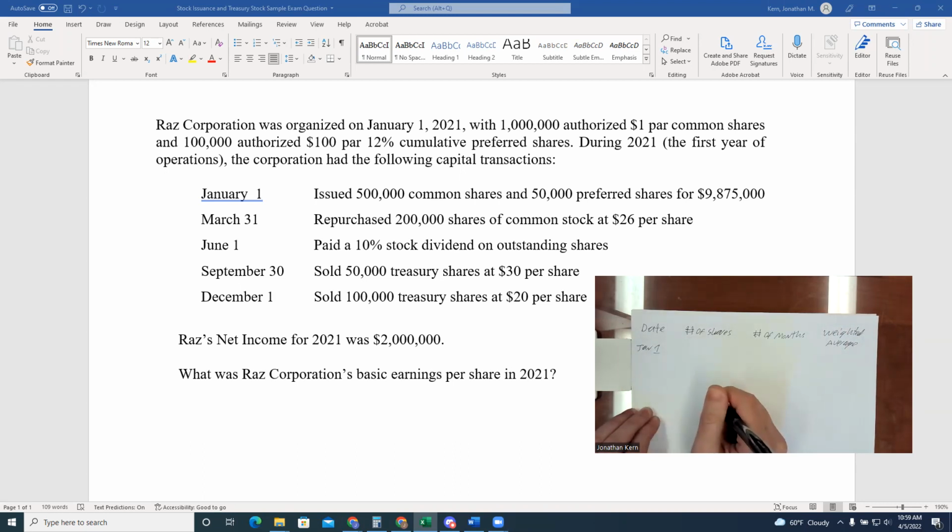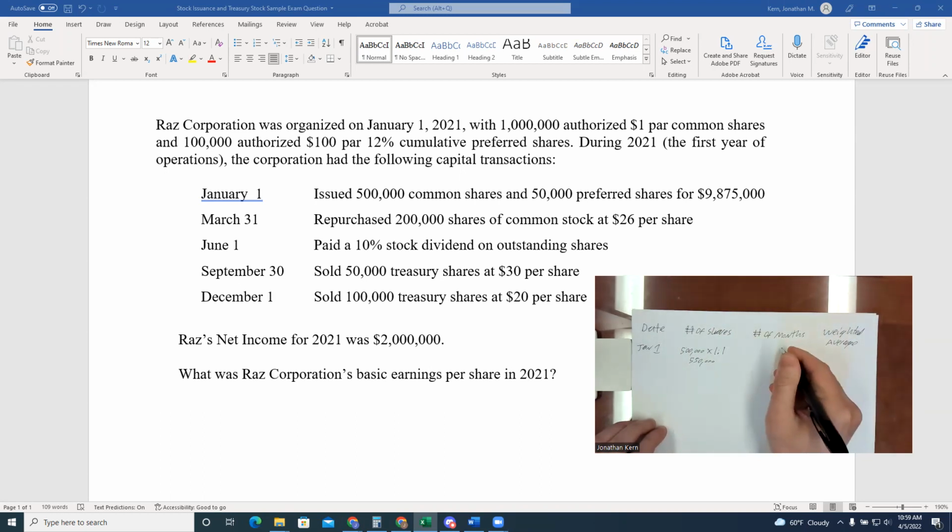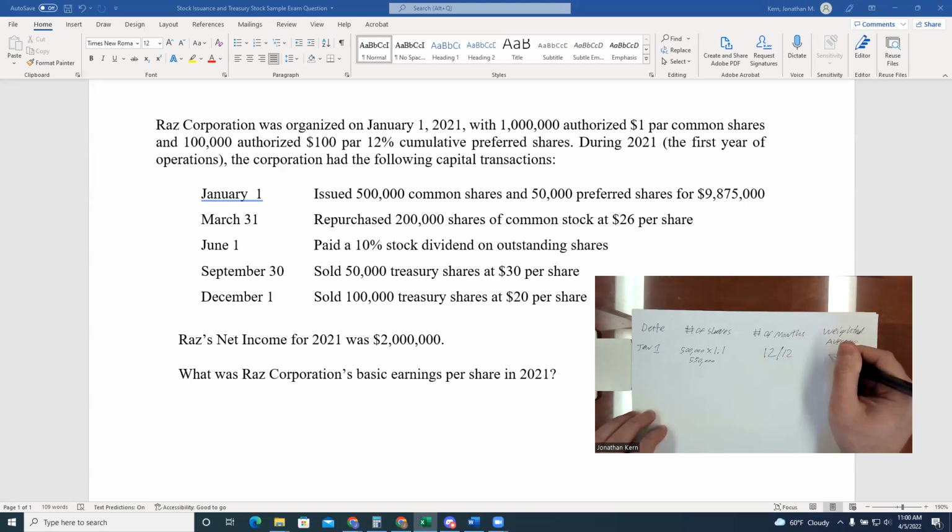So on January 1, they had 500,000 shares. Well, let's remember that on June 1st, they paid a 10% stock dividend. So we have to multiply the 500,000 still by 1.1. So we'd have 550,000 shares. The number of months until the end of the year is 12. So 12 out of 12 or 1. So the weighted average number of shares is 550,000.